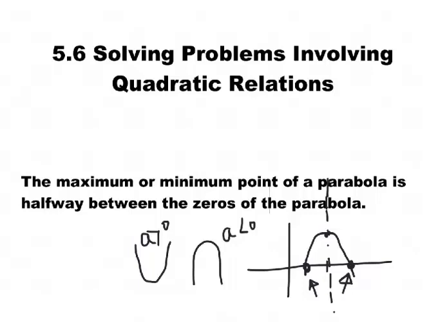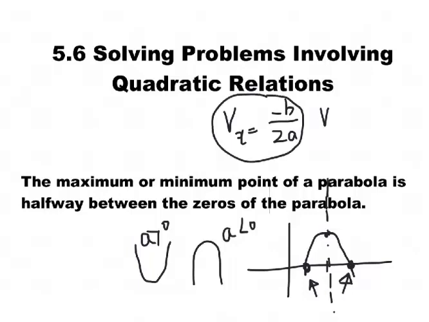We also talked about how to find the vertex using the equation v sub x is equal to minus b over 2a. And to find the y-coordinate of the vertex, we said we are going to substitute this value back into our original quadratic equation to find v sub y, which is the y-coordinate of the vertex.